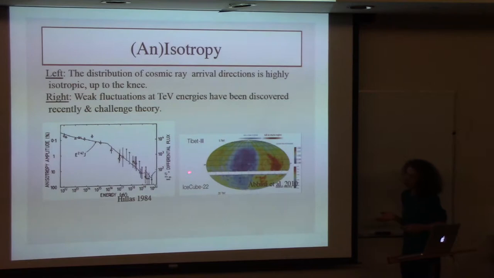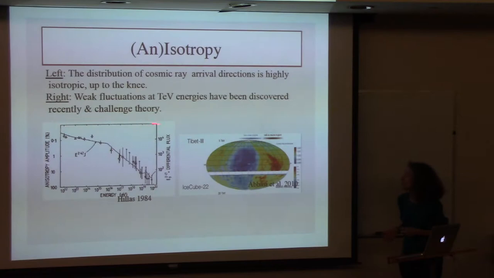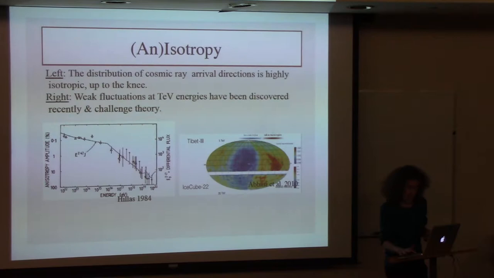been discovered in the cosmic ray sky at energies above a TeV. They seem to be robust, they've been repeated in many experiments, and they really form a challenge to theory, to understand what can produce these anisotropies. Are we seeing an imprint of sources? Is there some acceleration mechanism going on? It's really not clear, but I want to address this in my talk.